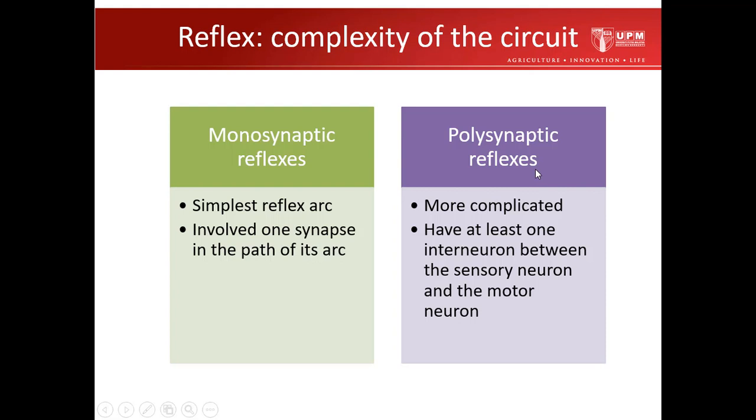And then the next one is the polysynaptic reflexes, and this one is much more complicated. It must have at least one interneuron between the sensory neuron and the motor neuron. An example of the polysynaptic reflexes is the pupillary light reflex. We're going to talk about these reflexes in the third video.